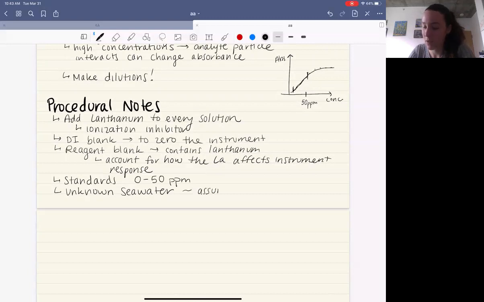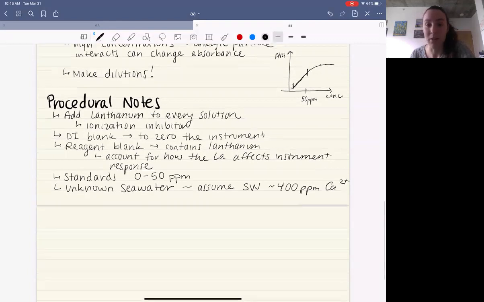Okay, assume seawater is roughly 400 ppm of calcium in it. So you'll need to dilute that down so that it's within the same range of the standards.